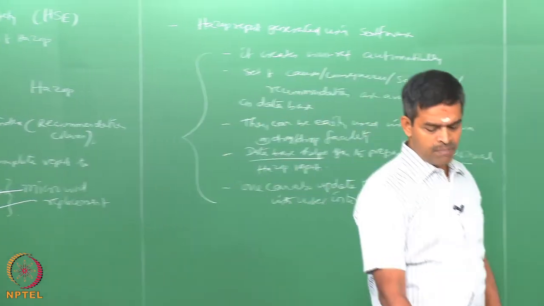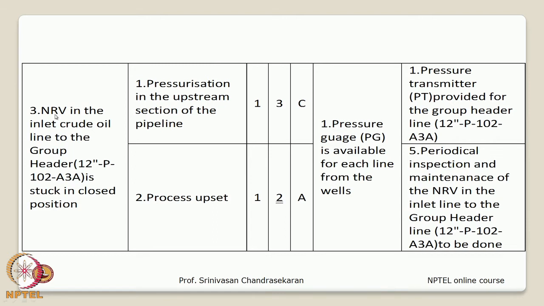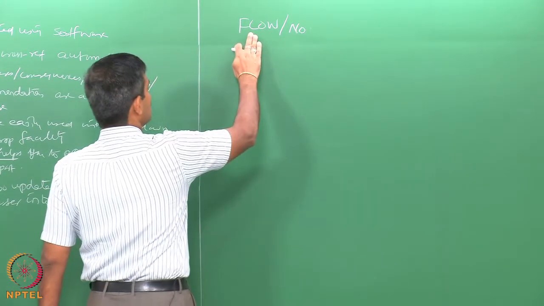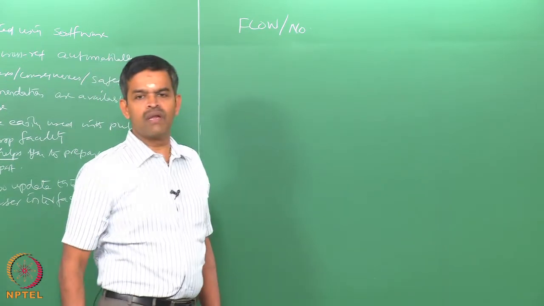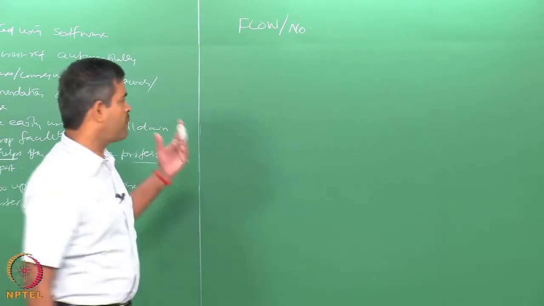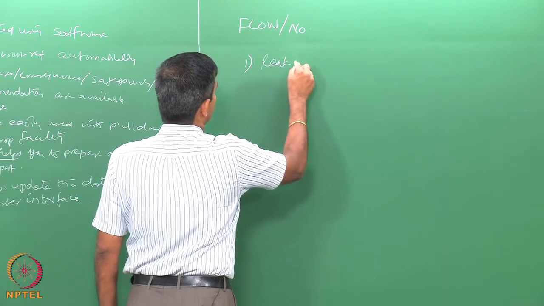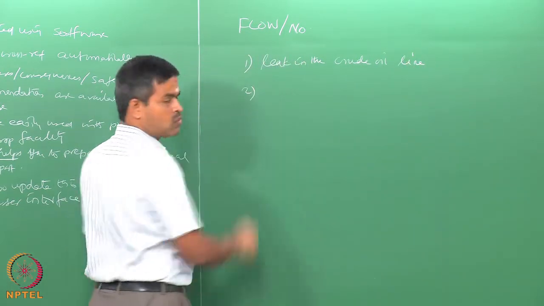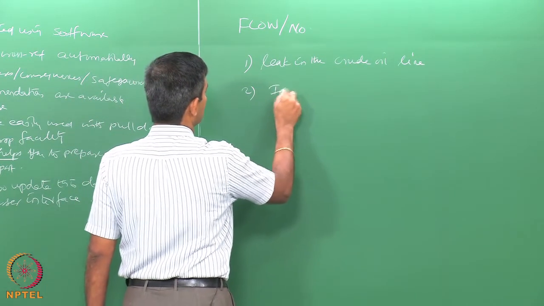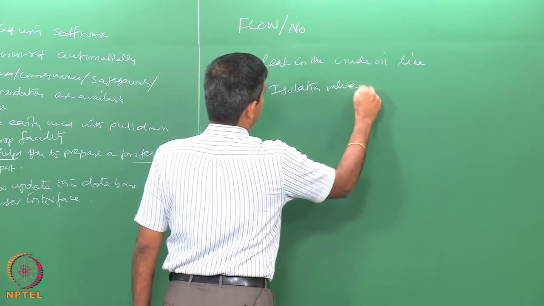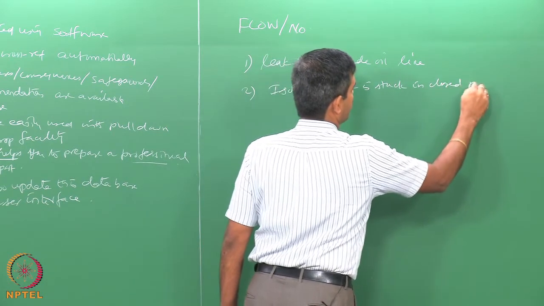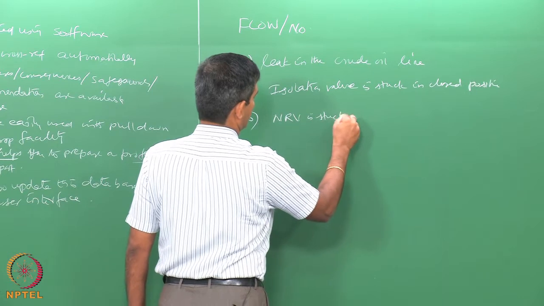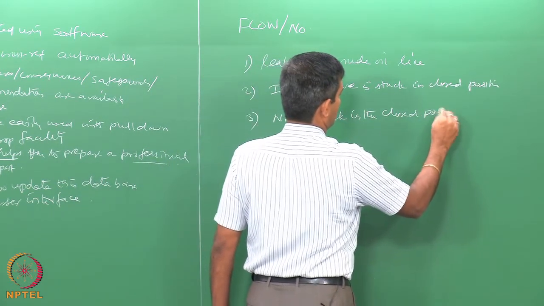Okay. Now, let us pay attention back to the screen. So, this is the third cause for a flow no, that is, flow is the primary keyword here, no is the secondary keyword. On the other hand, flow is the design intent in the given line, no is the deviation in the given line. So, what are the causes for no flow? The first cause was, we could say, there is a leak in the crude oil line. The second cause could be the isolation valve is stuck in closed position. The third cause could be the non-return valve, NRV, is stuck in the closed position, and so on and so forth.